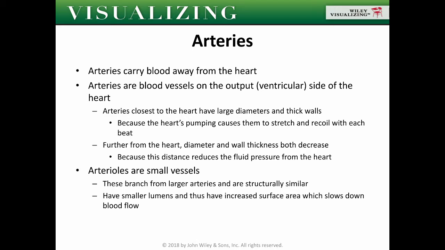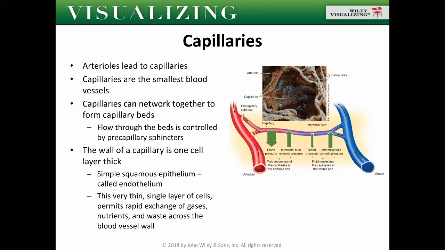Further from the heart, the diameter and wall thickness both decrease because of the distance. You have reduced fluid pressure from the heart. Now, the arteries branch out into arterioles, which are the smaller vessels. They have smaller lumens and increased surface area, which slows down the blood flow. Since the arteries connect to the capillaries, high blood pressure may cause damage to the capillaries.